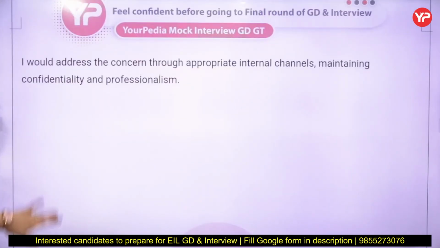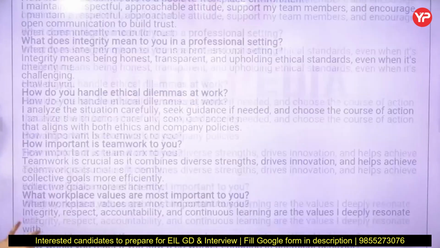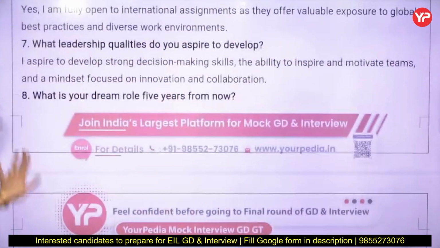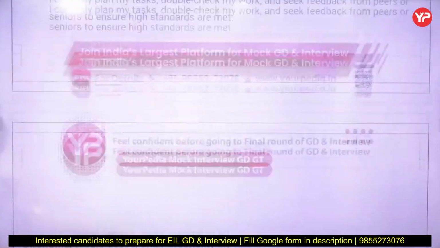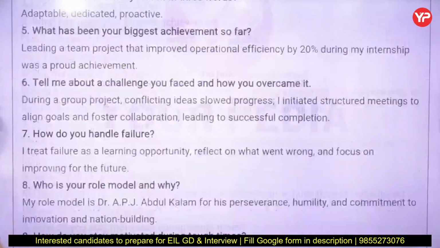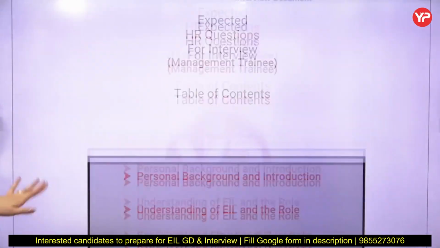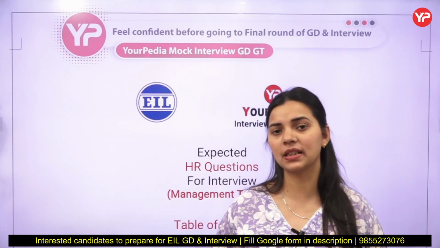Okay? So basically these are the questions. Yes, these are the questions more or less we have covered. Very important expected HR questions from different domains for EIL, Engineers India Limited, for the role of management trainee. Right? So this documentation is along with the answers. You can download it, read it out, revise the questions and prepare it well.